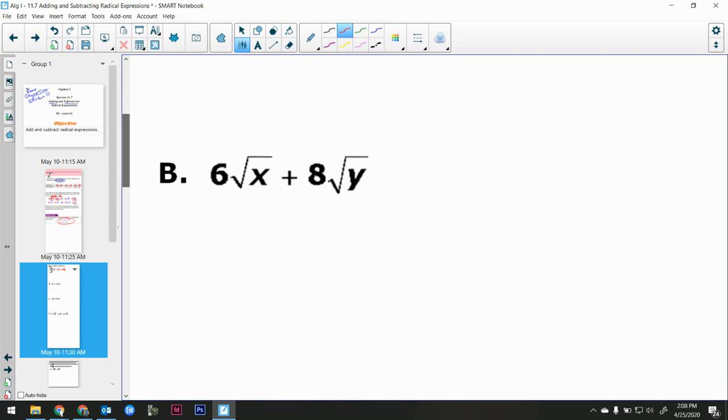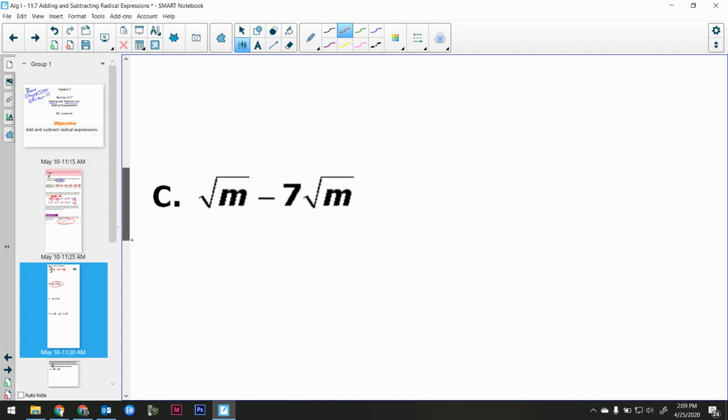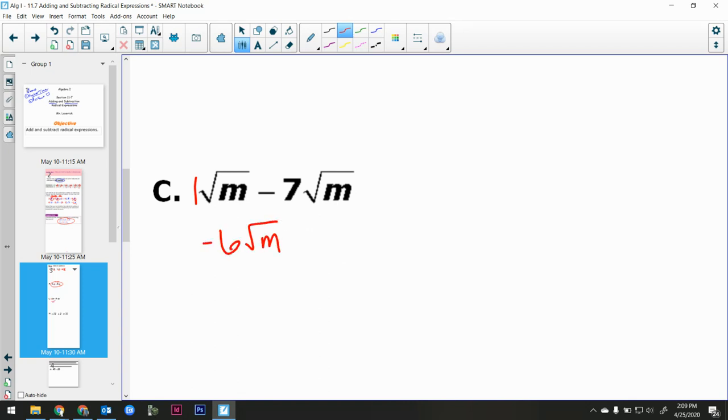Okay. 6 radical x plus 8 radical y. The radicand is x, the radicand is y. None. You can't simplify it any further because they're not like radical terms. Radical m minus 7 radical m. Now remember that you can always write a 1 out in front right there, right? So this is really like 1 minus 7, or negative 6 radical m.